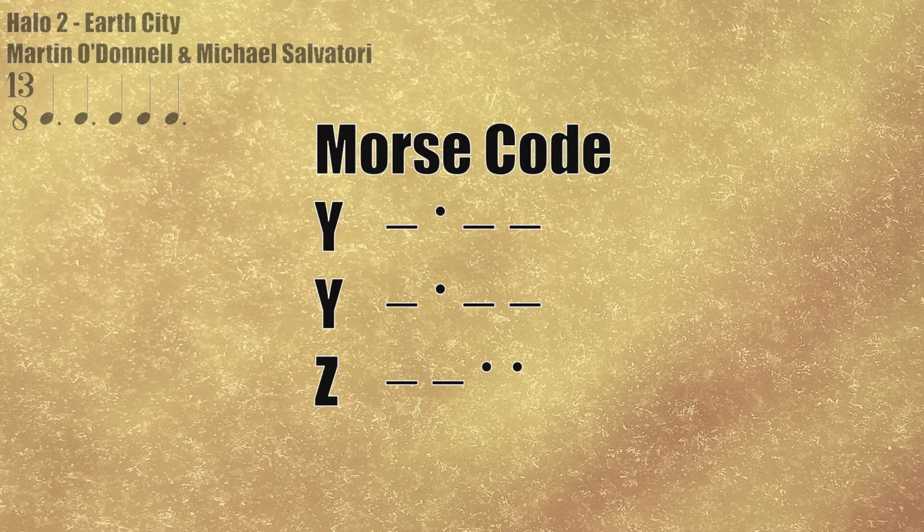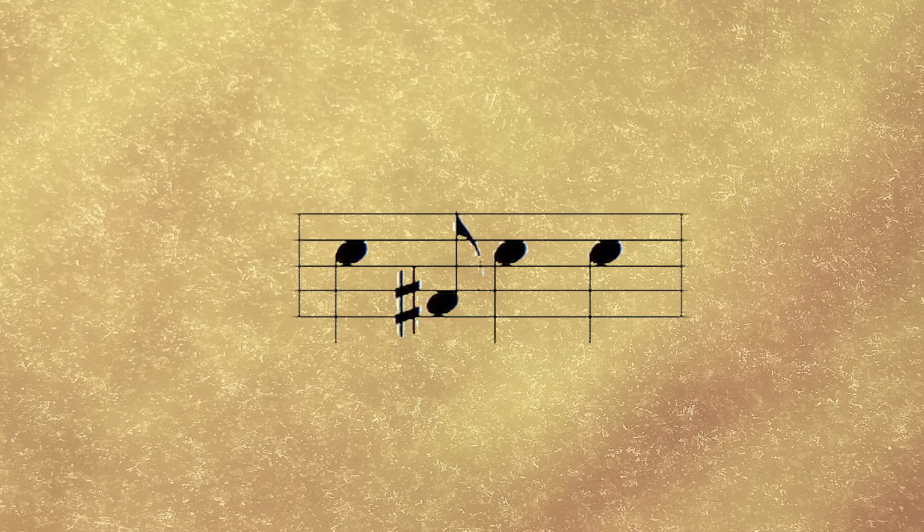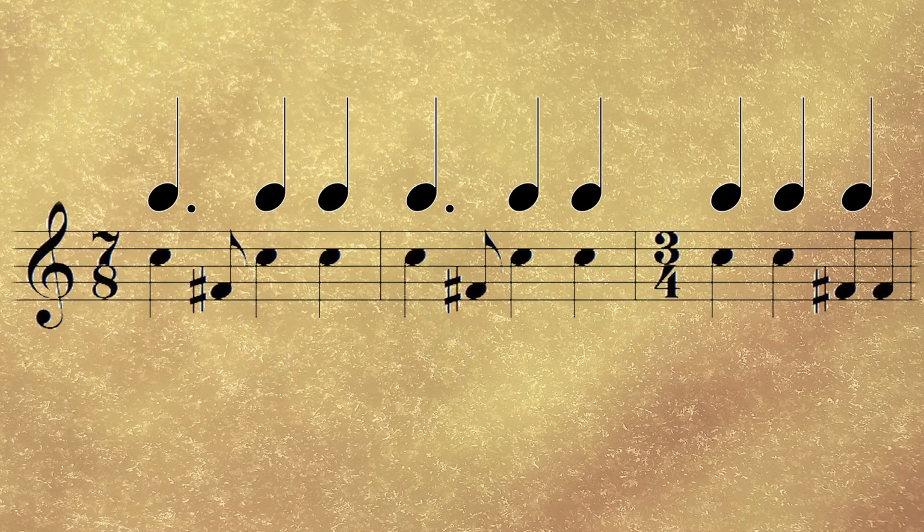The other bit of common knowledge about this intro is that it's in Morse code for the letters Y, Y, and Z. So why not divide up the rhythm that way? Y, Y, Z. That gives us a 7-8, 7-8, 3-4 meter progression. To me, this fits and makes far more sense than trying to fit it into 5-4.